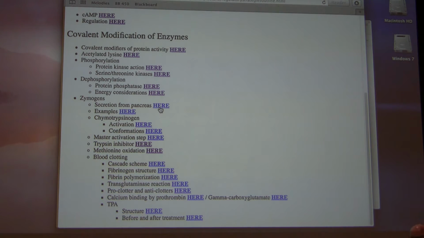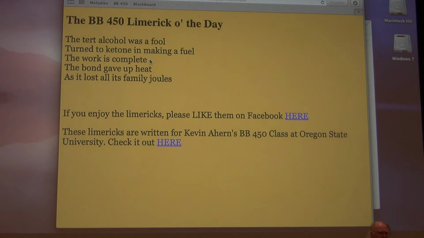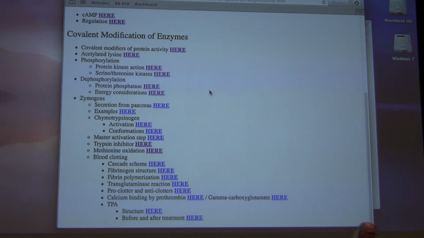Maybe before I do that, I should do a limerick. What do you guys say? Let's do a limerick. The tert alcohol was a fool, turned to ketone in making a fuel. The work is complete. The bond gave up heat as it lost all its family jewels. Did I do that before? It seems familiar. I must be losing my touch. Okay. No wonder they can get a giant hilarious laugh. Okay. I picked accidentally 2.